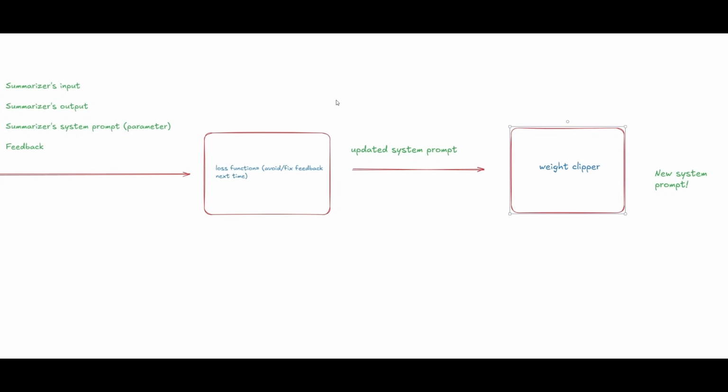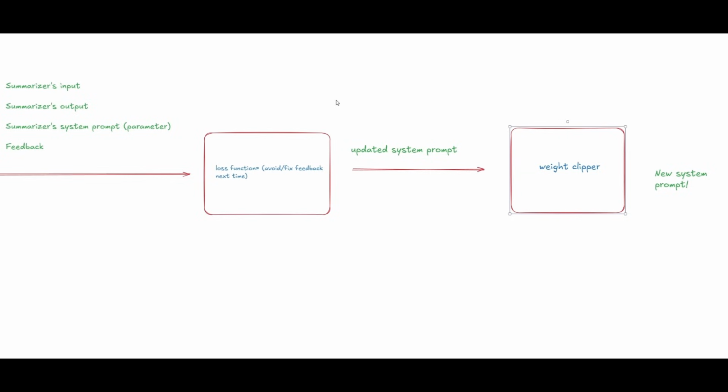And then we have the part of the text gradient descent. What we do is put in the summarizer's input, the summarizer's output, and also the summarizer's system prompt. This is our parameter. This is what we want to change. And we also provide the feedback. Then what we need is a loss function. The loss function in my case was to change the system parameter in a way that next time you will avoid feedback like that, and change it, but also be respectful to your role. This will abstractly take only the instructions that are for the summarizer's role. And then we have our updated system prompt.